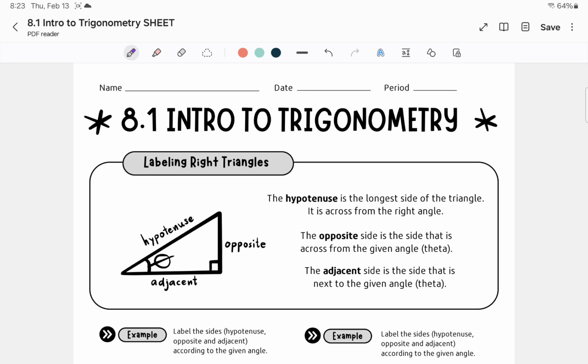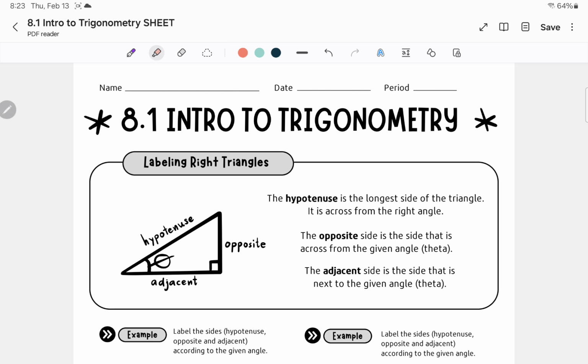Hello, welcome to lesson 8.1, Intro to Trigonometry. So this unit is all about right triangles. That's what trigonometry really focuses on, is right triangles. And so we're going to be actually finding missing sides, missing angles. But first we need to know just how to label these right triangles.